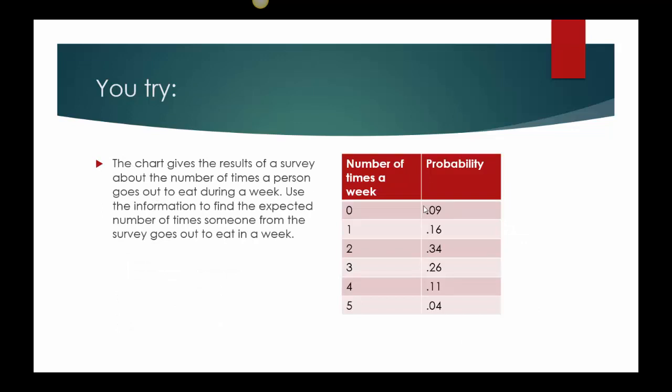The first one is: the chart gives the results of a survey about the number of times a person goes out to eat during a week. I want you to use the information to find the expected number of times someone from the survey goes out to eat in a week. I gave the numbers as going from 0 times a week out to eat up to 5 times, and then each associated probability. So I definitely want you to stop the video, try this, use your calculator, and see how you're doing.